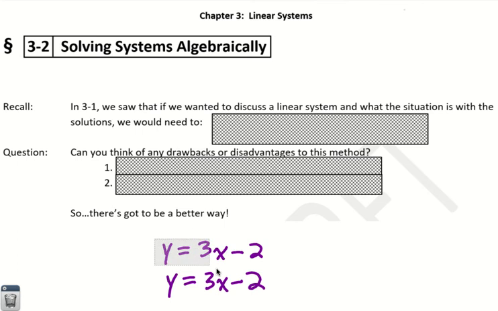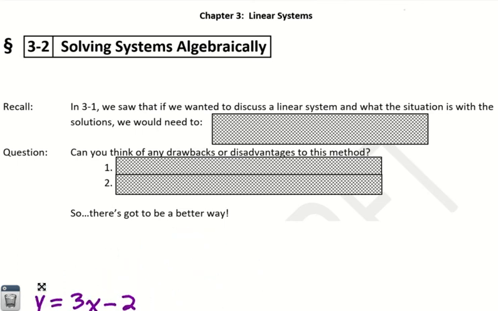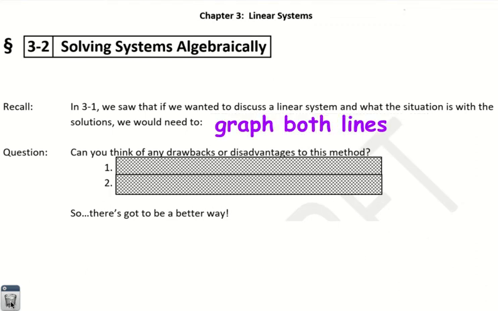So anyway, getting back on track. I almost feel bad about going off on a tangent like that. You can have a single solution, no solutions at all, or infinitely many. And in section 3.1, we saw that to figure out what was going on, we would need to graph both lines, because in section 3.1 we investigated the graphing method.